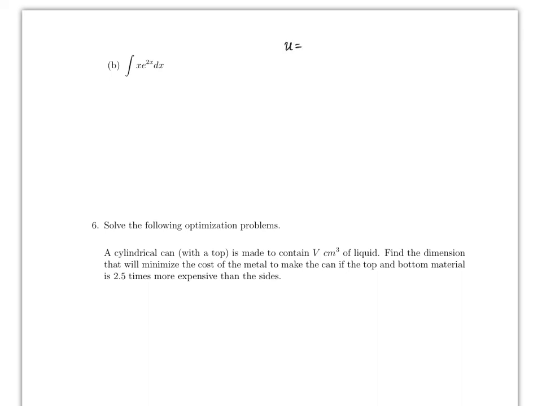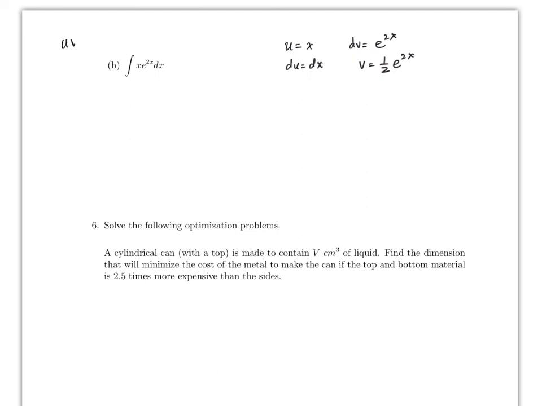All right, in part B, you also need to do integration by parts. So we're gonna pick u to be x and dv to be e to the 2x. So therefore du is going to be just dx, and v is going to be 1/2 e to the 2x. You use substitution, or the derivative of this is e to the 2x times 2, so the 1/2 will cancel the 2.